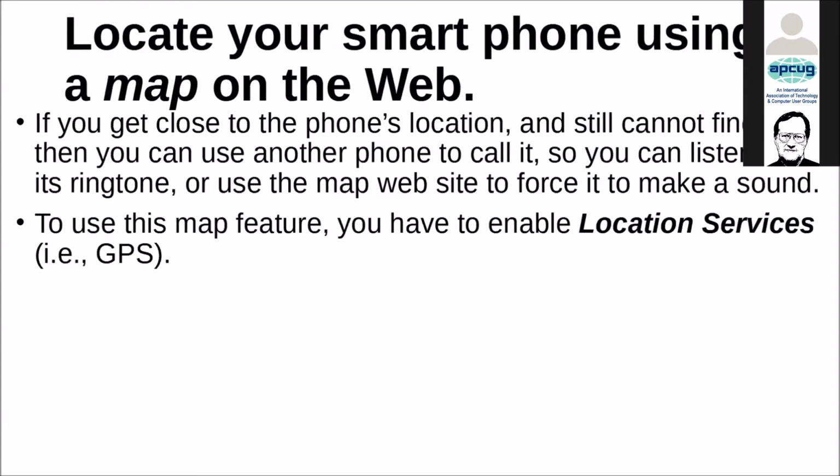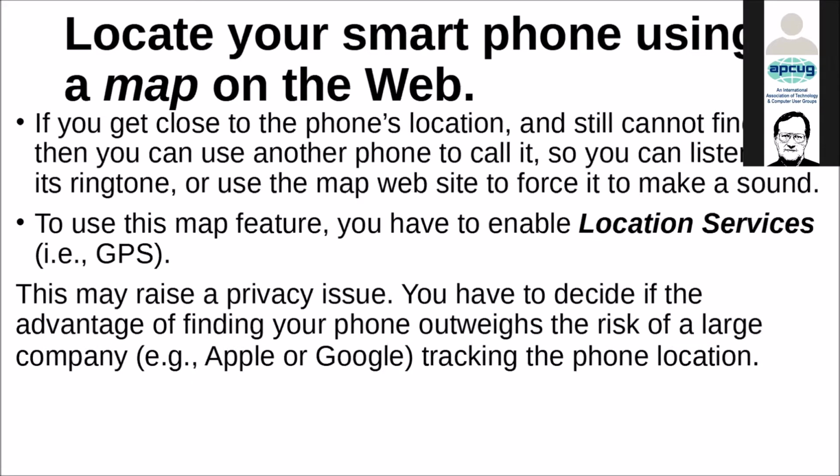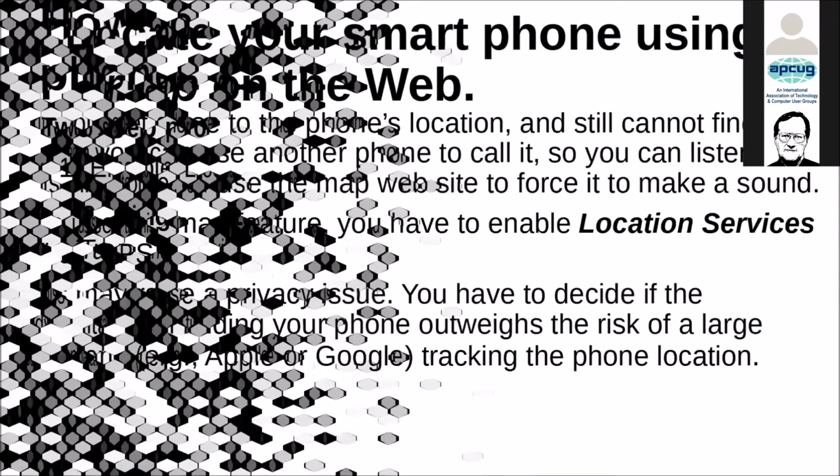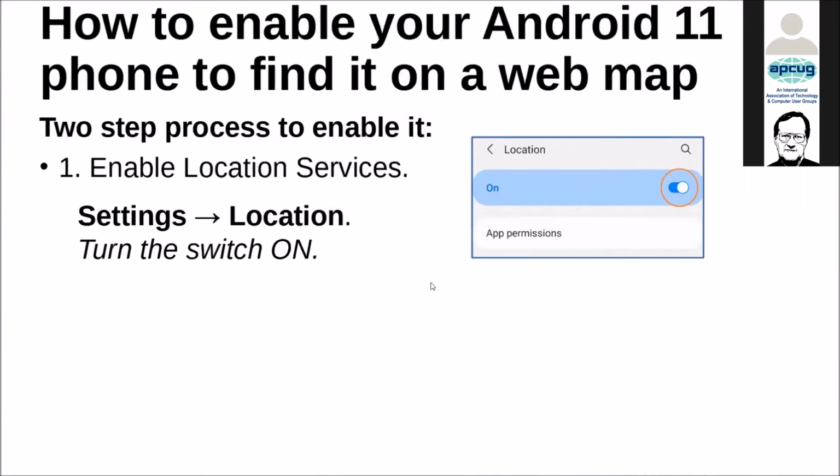The first thing you'll have to do is enable location services, which means global positioning system, GPS. Now, I emphasize this because it is potentially a privacy issue. You have to decide if the advantage of finding your phone outweighs the risk of a large company, meaning Apple or Google, tracking the phone location. I'm going to assume you're willing to allow them to do that.